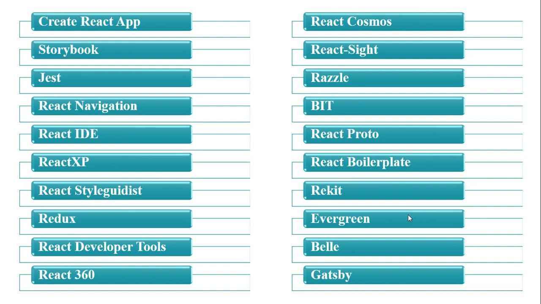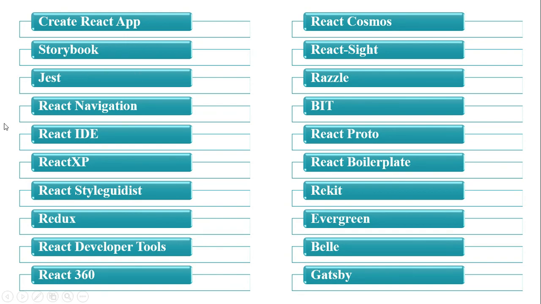Create React App is an environment for learning React, and it is the best way, I will say, to start building new single page applications in React. The second one is Storybook. It is, you can say, a user interface development environment and playground for React UI components. The third one is Jest. Jest, maybe you must be knowing it. This is a very good open source tool for testing React applications.